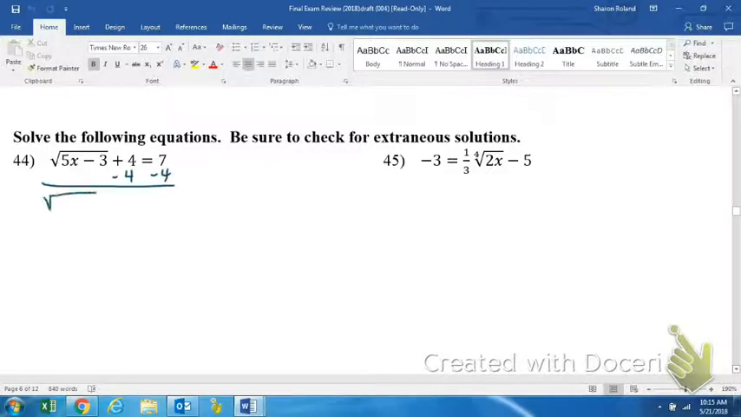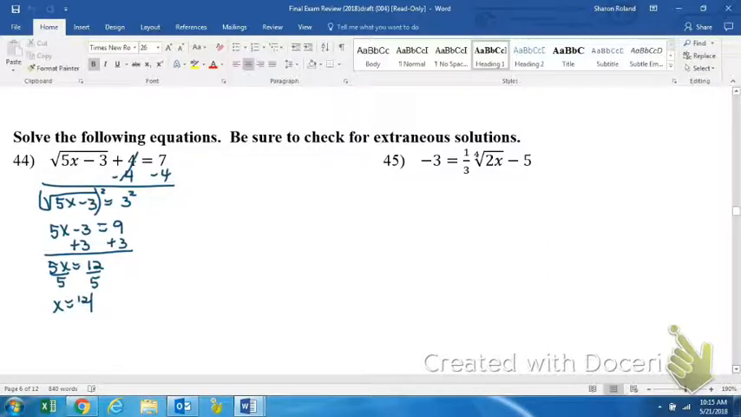And so you have the radical 5x minus 3, and it equals 3. The x that you're solving for is under the radical, so you're going to have to square both sides. And when you square the left hand, the radical goes away, and you're left with 5x minus 3 equals 9. Now it's an Algebra 1 problem. You just add 3 to both sides, and you have 5x equals 12, and you divide both sides by 5. X equals 12 over 5.